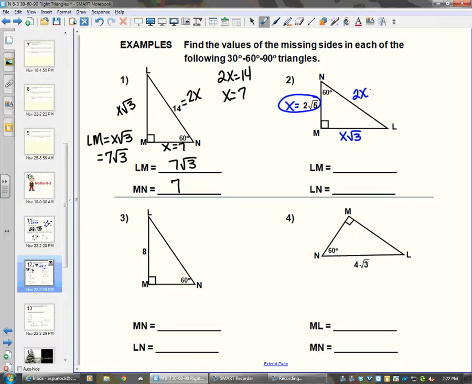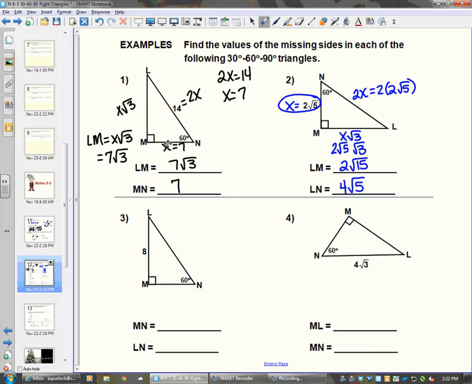So if I'm finding LN, I want to do 2 times x, or 2 times 2 square root of 5. What does that give me for LN? Good, 4 square root of 5. If I'm finding LM, that's given by x square root of 3, but again, I know what x is. It is 2 square root of 5, and then we've got the square root of 3. So what does that give me? Good. Remember that you can multiply two values that are both under square roots here. So we can say 5 times 3 and get 2 square root of 15. Excellent.